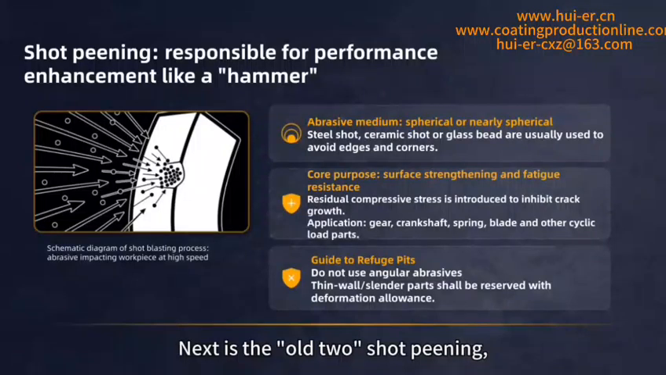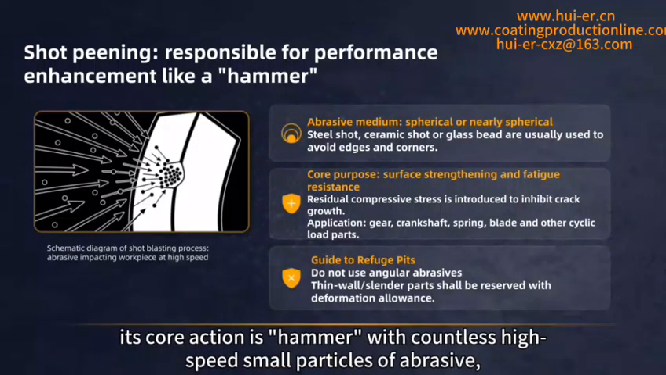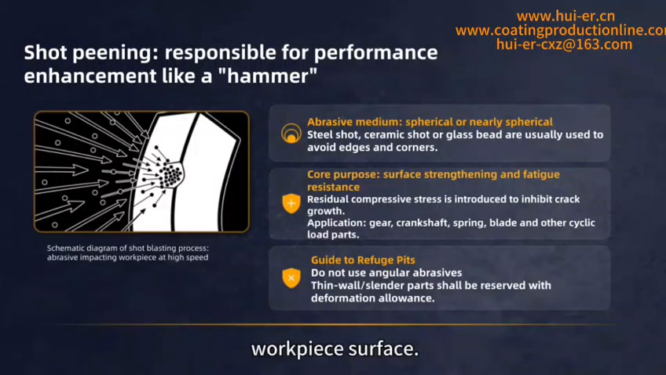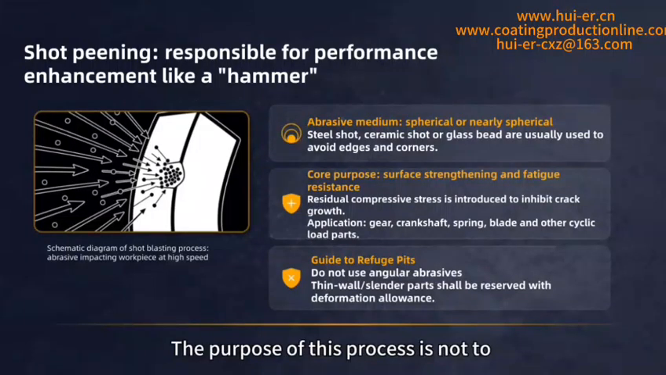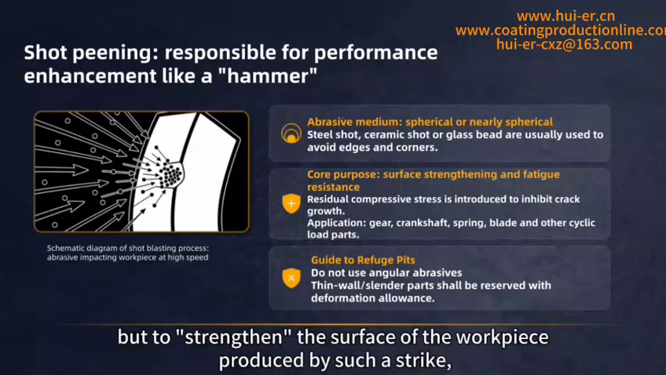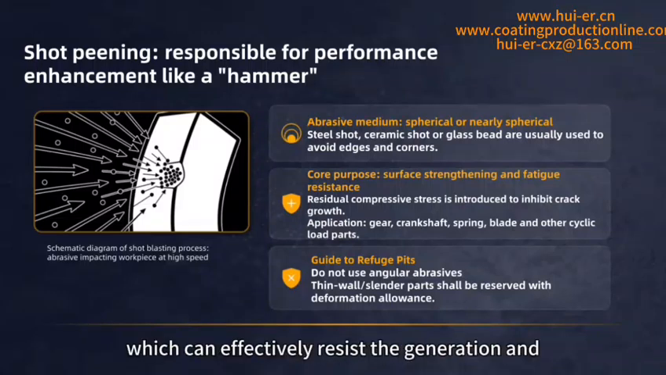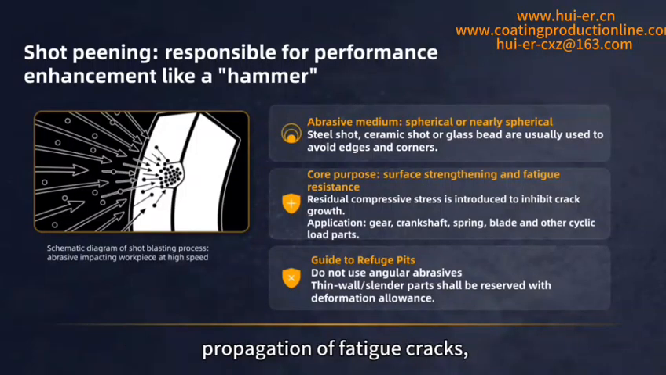Next is shot peening. Its core action is hammering with countless high-speed small particles of abrasive, like a small hammer repeatedly hitting the workpiece surface. The purpose of this process is not to remove material, but to strengthen the surface of the workpiece. Such a strike produces a residual compressive stress, which can effectively resist the generation and propagation of fatigue cracks, thereby greatly improving the fatigue life of the part.